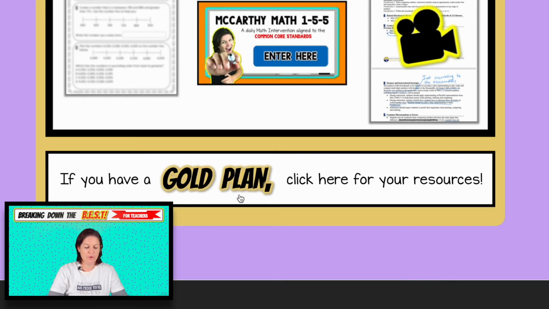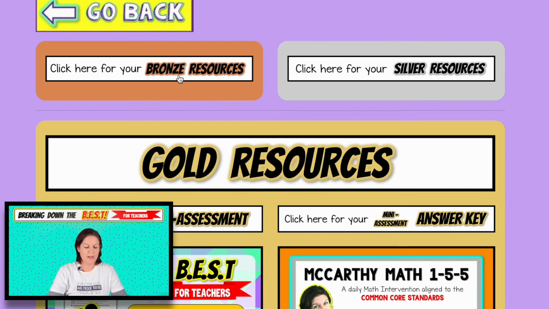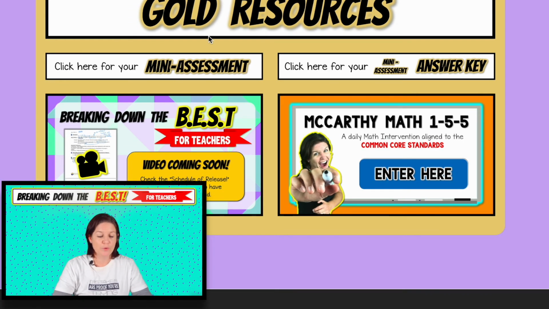And then if you have the gold plan, you can click here. With the gold plan, you can go back to your bronze and your silver resources at any time. The gold members, you have this episode of Breaking Down the B.E.S.T, which goes over the standard. It's right there with all of your resources, and it's ad-free.